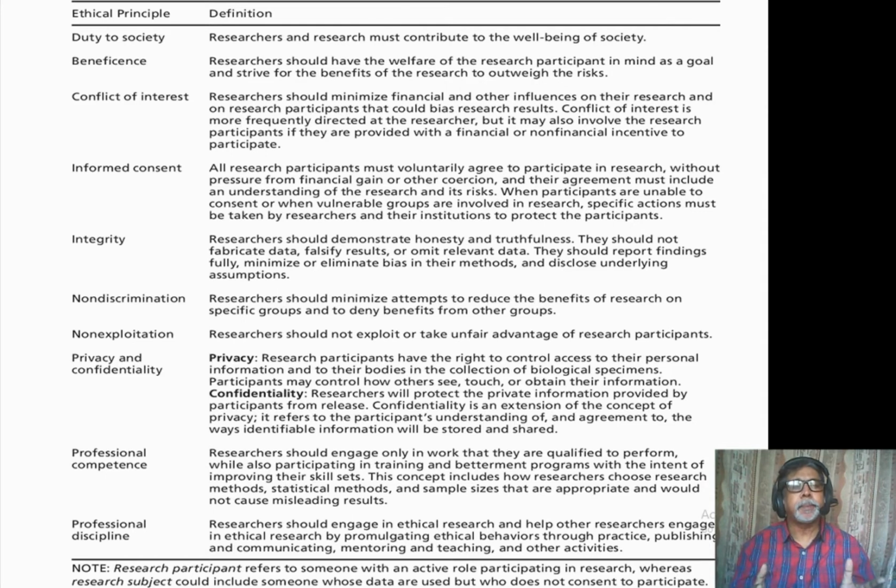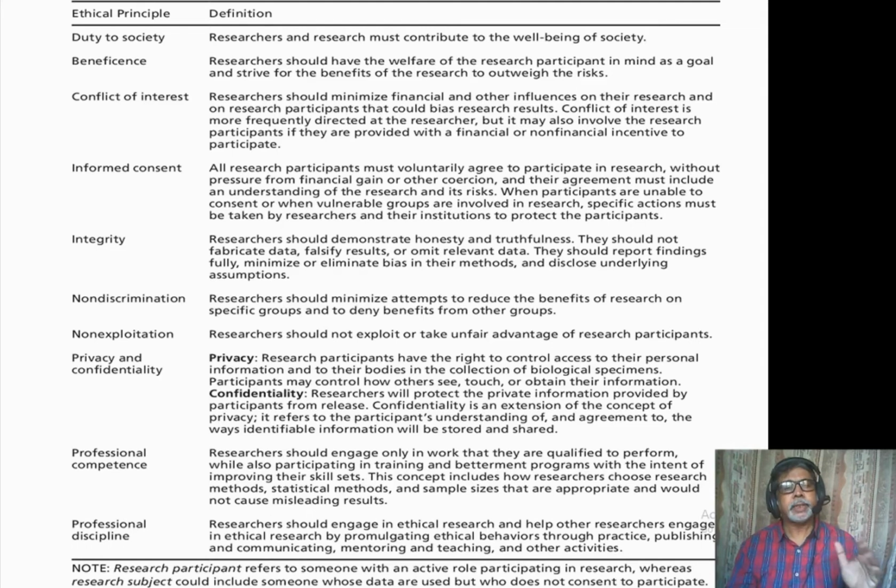Next important ethical principle is the professional competence. Researchers should engage only in the work that they are qualified to perform, while also participating in training and betterment programs with the intent of improving their skill set. This concept includes how researchers choose research methods, statistical methods, the sample sizes that are appropriate and would not cause misleading results. So this is the question of professional competence, which is another invaluable ethical principle.